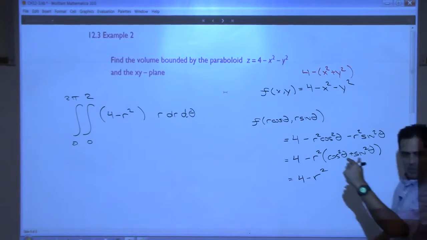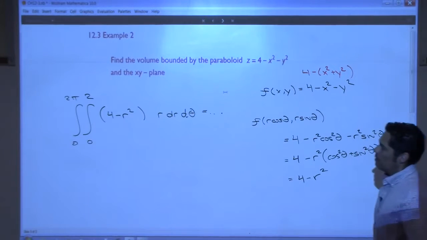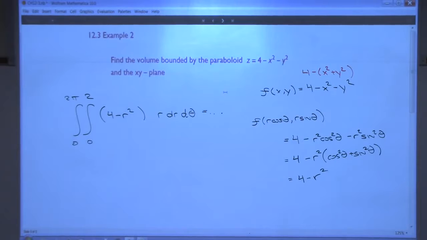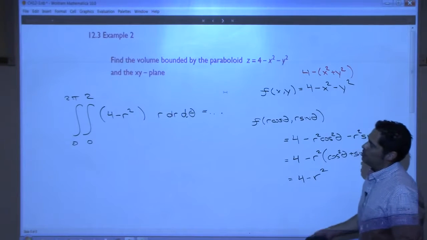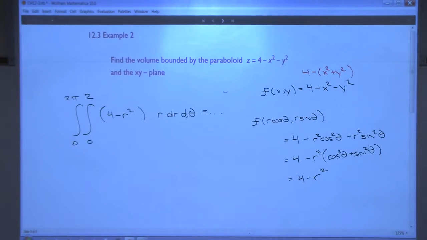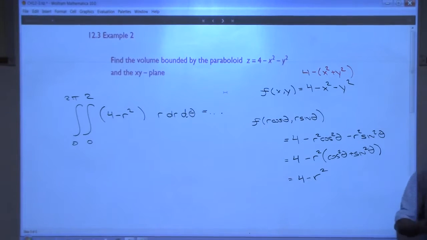Can I dot, dot, dot this one? Equals dot, dot, dot. That is significantly easier than doing it the other way, which would have been to somehow break up that circle into type 1 regions from last class, Cartesian. It would have been a disaster.